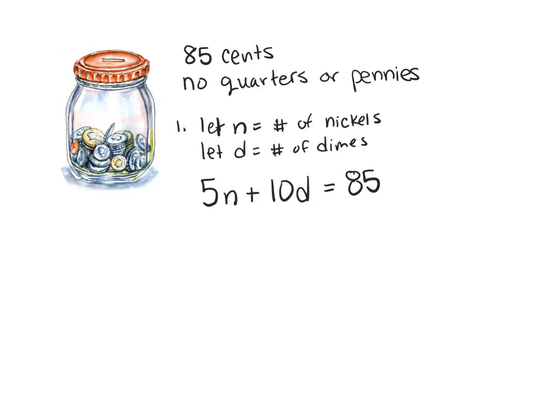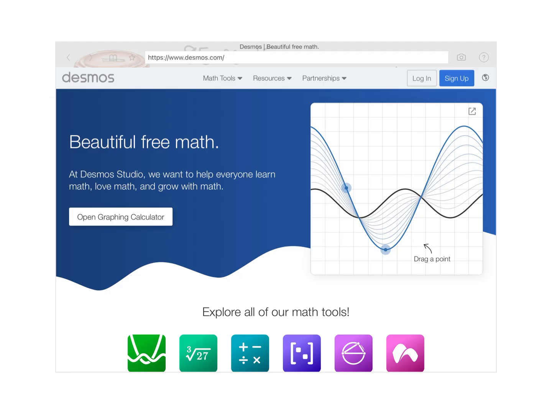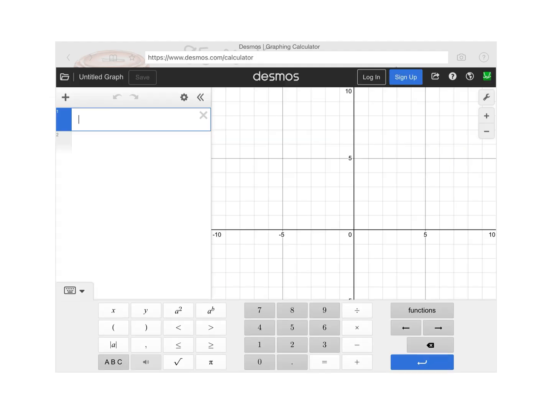Now for part 2, we're going to graph our equation using Desmos. So we need to open up desmos.com and then go ahead and choose the graphing calculator. Let's let our nickels be our X value and our dimes be our Y value. The great thing about Desmos is we can just type our equation in without having to put it into y equals form.